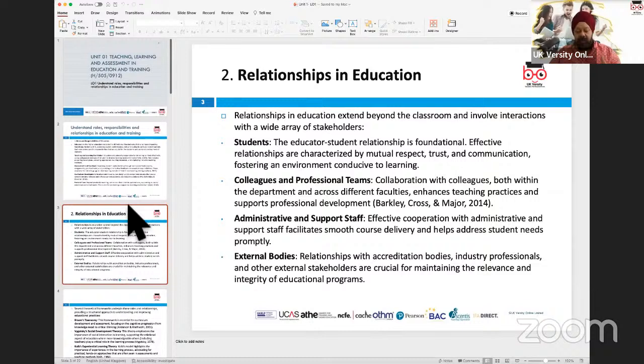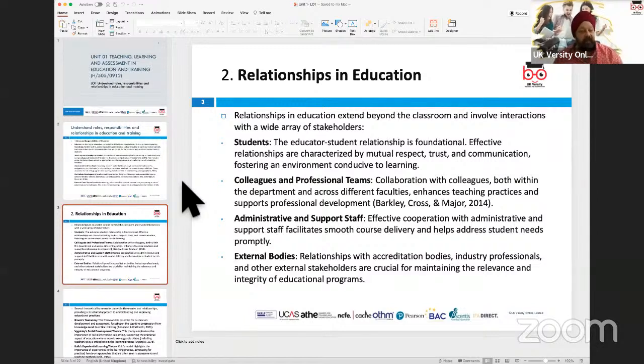Now, if I start to look at relationships within this area, then relationships can be built beyond the setup, beyond the classroom and beyond the four walls of the school or the educational and training setup. But these relationships tend to become a key part and parcel of how the academic delivery happens within a particular setup. Now, they can be across students, teachers, colleagues, professionals, administrative and supportive staff, and obviously with external bodies.